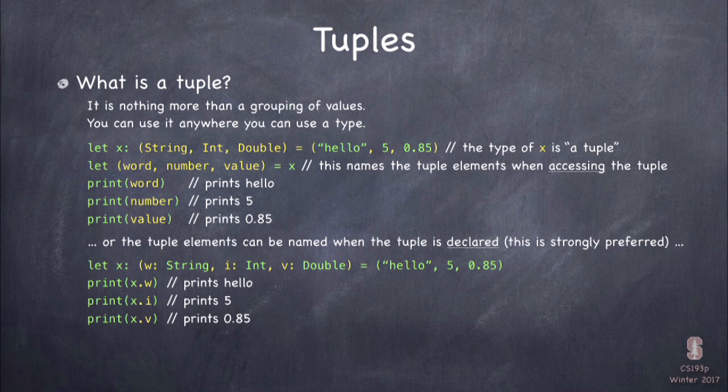In your programming assignment number 2, I'm going to have you write a function that returns a tuple, and it's going to specify the names of the parts. Even if you name them, like we have with x, you can still say let word, comma, num, comma, val equal x, and it'll still pull it out into individual variables. So naming them doesn't stop you from pulling them out by individual variable if you want.